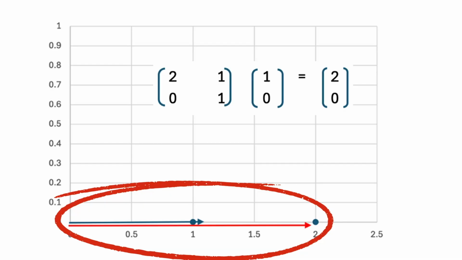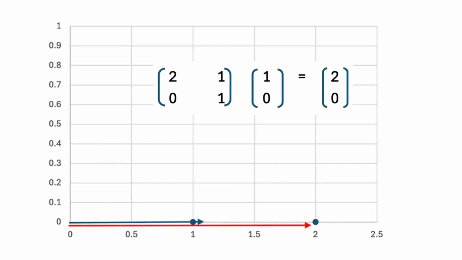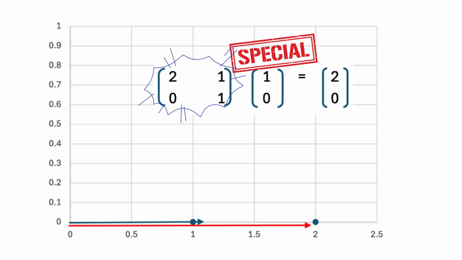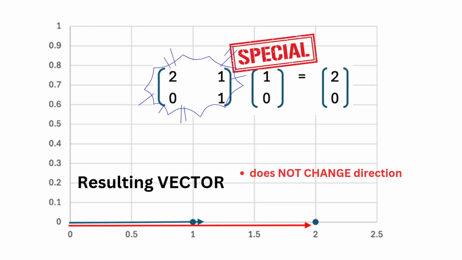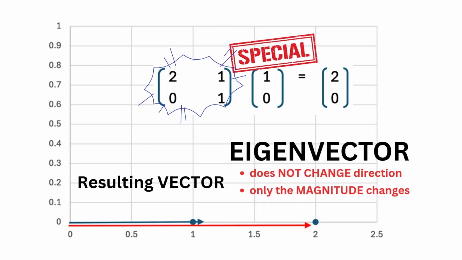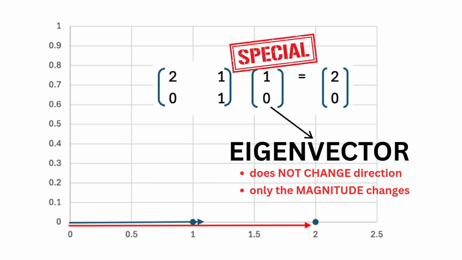It turns out that among all possible vectors, there are a few special ones. When these vectors pass through the matrix, they don't rotate, they don't bend, they don't change direction at all. They simply become longer or shorter. These special vectors are called eigenvectors. The word eigen comes from German and means own or characteristic.